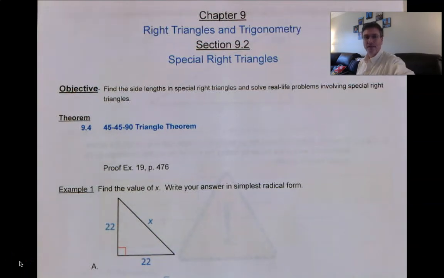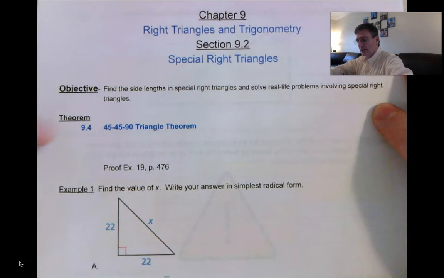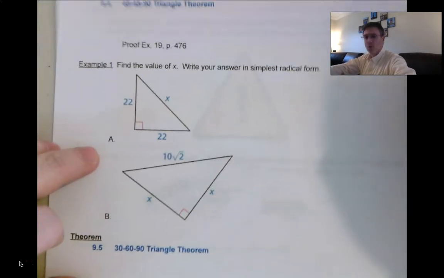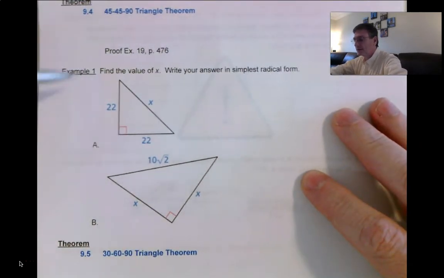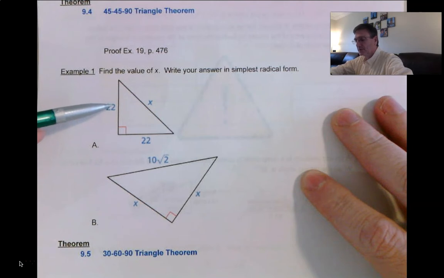Hello everyone, section 9.2, special right triangles. Example 1, find the value of x. We're going to put this answer in simplest radical form.